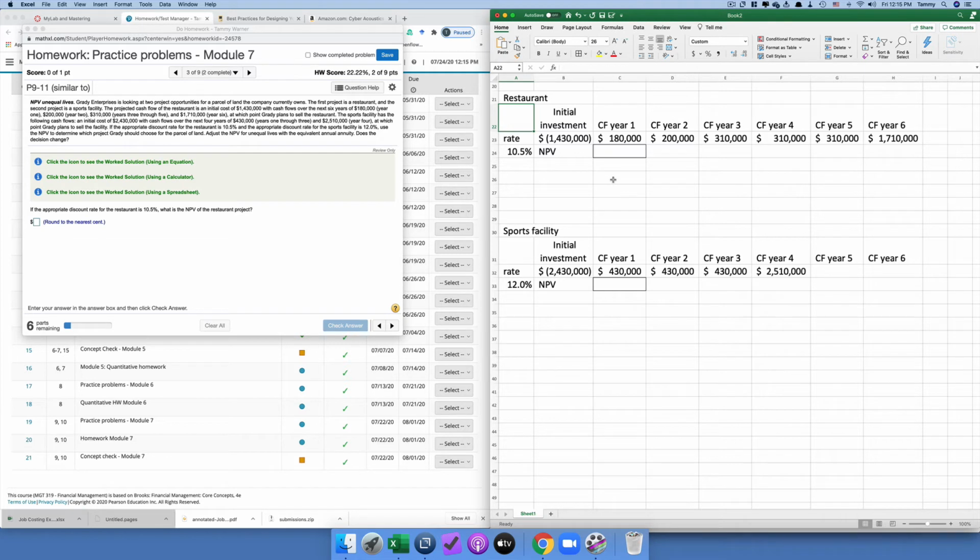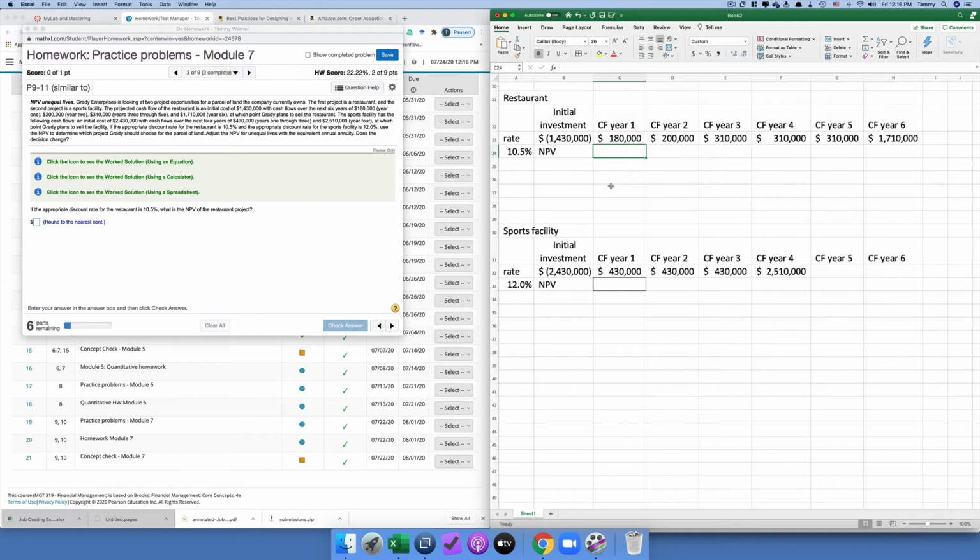Okay, this next one begins with a very, very simple net present value calculation. We have a couple of different options for our investment. They are mutually exclusive, so we can either invest in the restaurant or the sports facility. The sports facility has a higher initial investment and a higher discount rate, meaning more risk. So let's go ahead and figure out the net present value of these two projects.